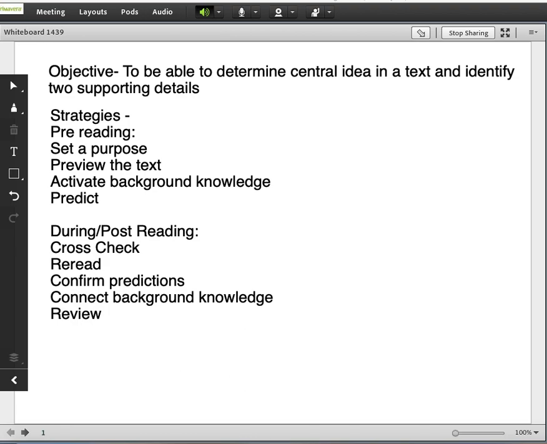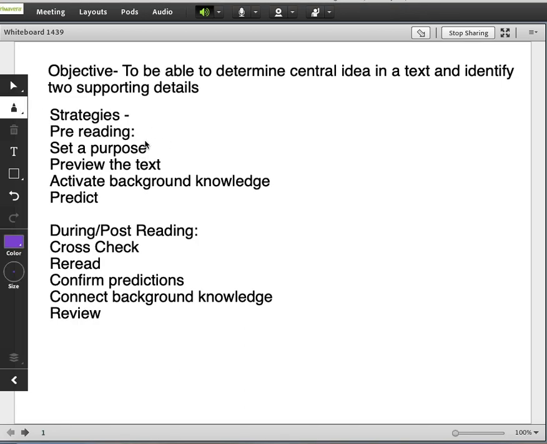It says strategies for pre-reading. The first one says set a purpose. Now, obviously, a lot of times, especially if it's in school, you're assigned a purpose. You know you're reading for a specific reason. So, for example, when I go to bed at night, I read my book for fun. And my purpose is really just to entertain and to relax. So I just sit down and read for entertainment.